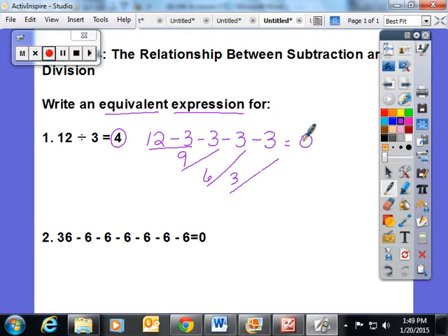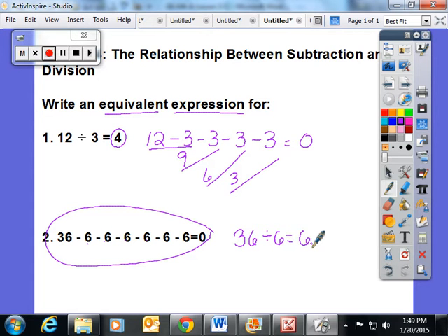Okay? And then we looked at it in reverse, and the students had to look at this repeated subtraction problem and talk about what it meant as a division. This is 36. It's getting divided by 6. And that's 1, 2, 3, 4, 5, 6 times. So 36 divided by 6 is 6.